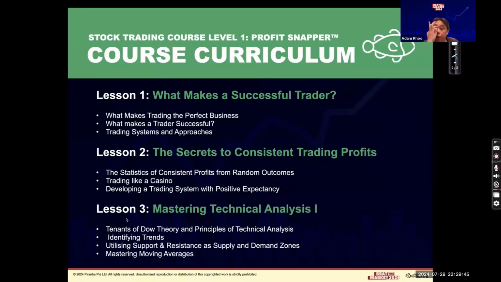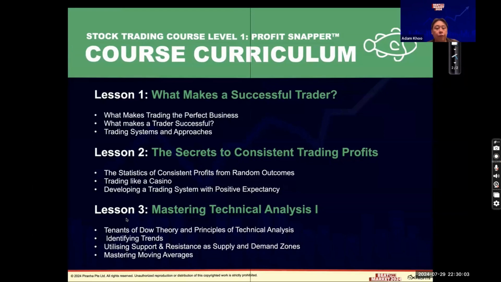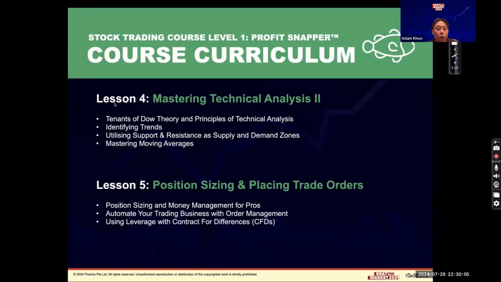Then lesson 3, you will learn how to master technical analysis. You will learn all about how to read charts, uptrends, downtrends, consolidation patterns, the 4 stages of the stock price. You learn in depth about moving averages, support and resistance, and so on and so forth, okay? Lesson 4 will be technical analysis part 2. Again, how to identify trends and mastering moving averages, okay?